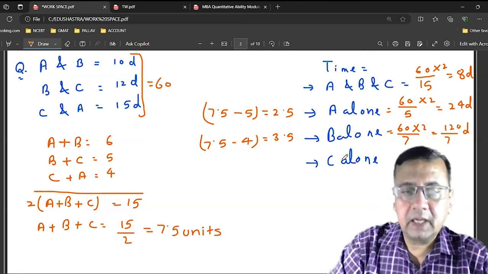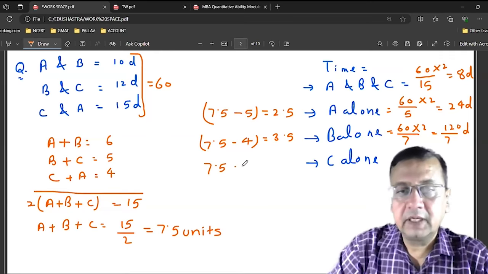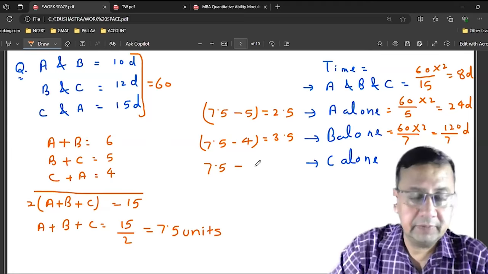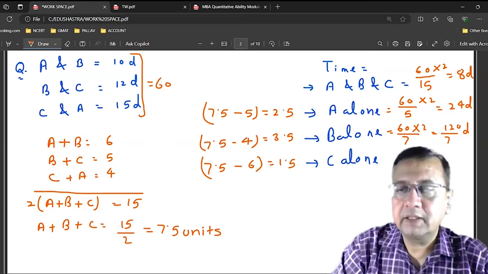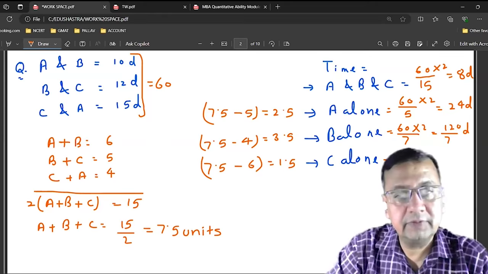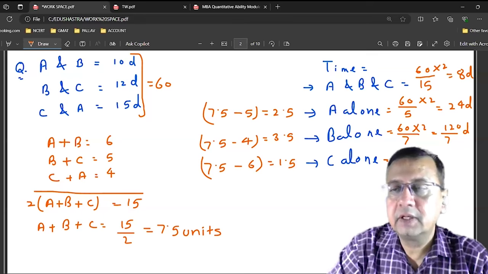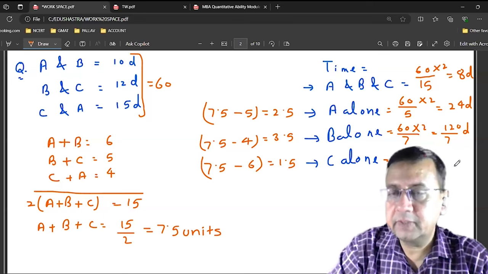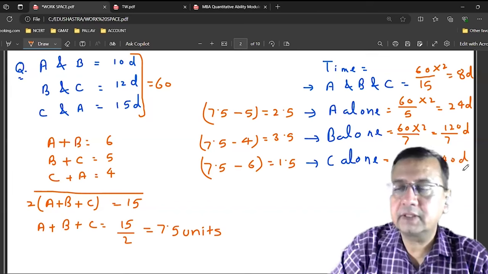Getting this? Last one, C. So 7.5 for all. Now I have to subtract A and B, and A and B is 6. Done. So subtracting, this is coming out to be 1.5. And if I want to calculate, this is 60, and 1.5 is 3 by 2. Yeah? So 60 divided by 3 is 20. 20 into 2, 40 days.